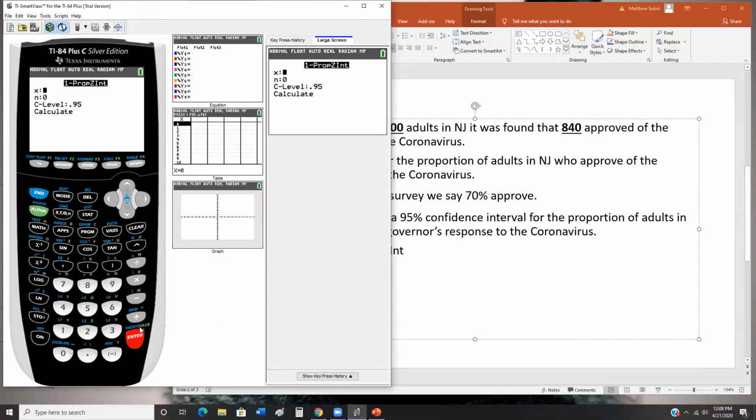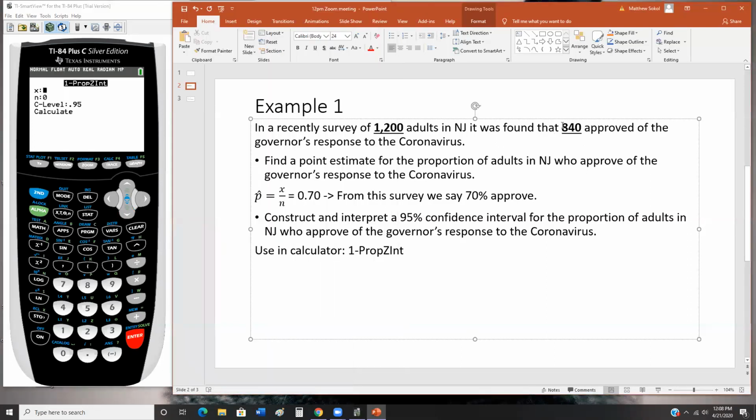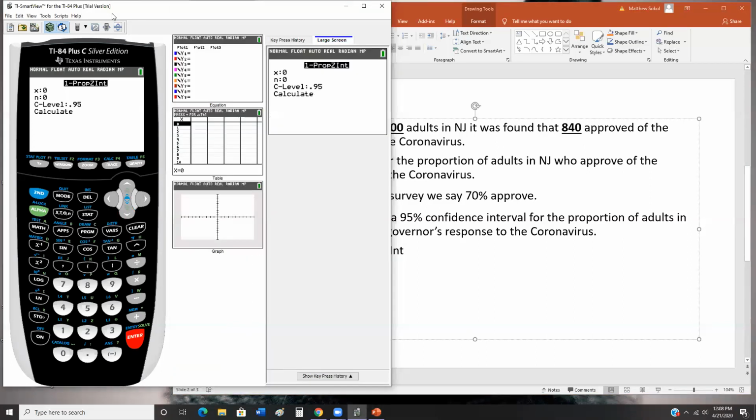All right, it just says, well, what is your X? Well, that's the number of people in the survey who approved. So that's 840 people in New Jersey. You're going to hit enter. N is your sample size. All right, so that was the 1,200 adults. You're going to hit enter there.